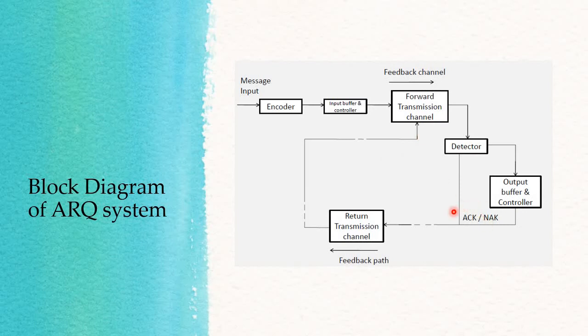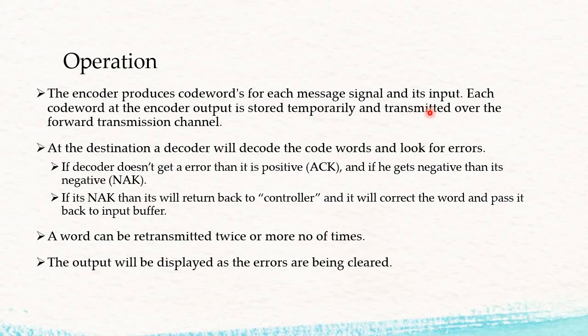So if we have a positive acknowledgement, it will continue with the transmitting of data. But if the acknowledgement is negative, if a negative acknowledgement is received, the transmitter will stop transmitting the data and it will start retransmitting the message from the point the error occurred, or the complete message. So that is the block diagram of ARQ. The operation I have explained.